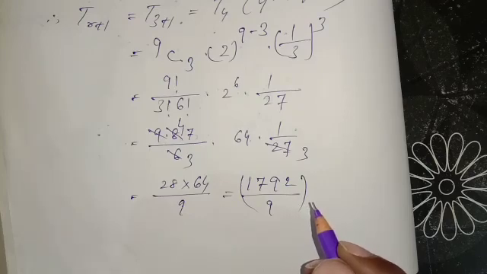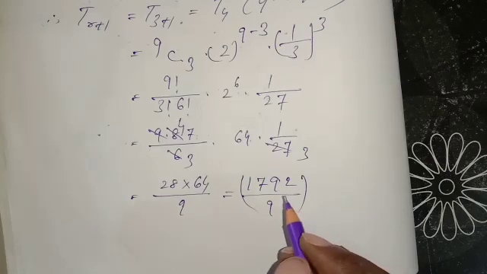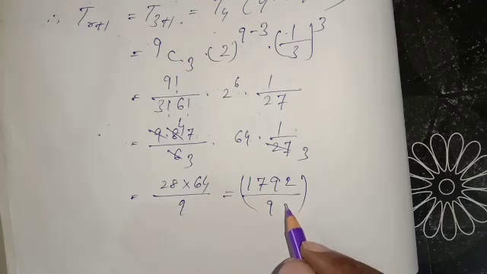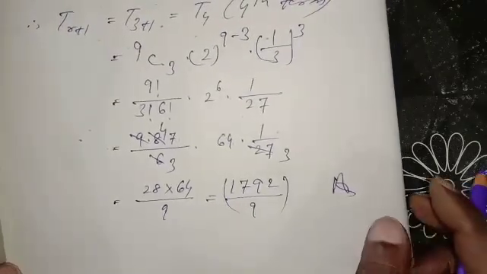Okay, second part of number 10 from the additional book. See the answer, 1792 by 9. Okay, this is the answer. Okay, let's take the next sum.